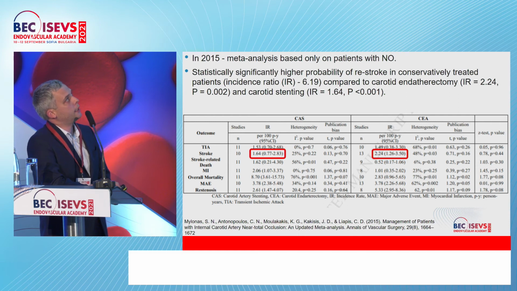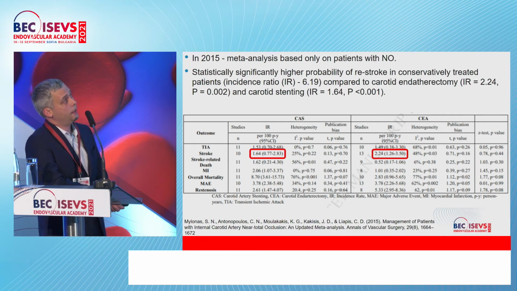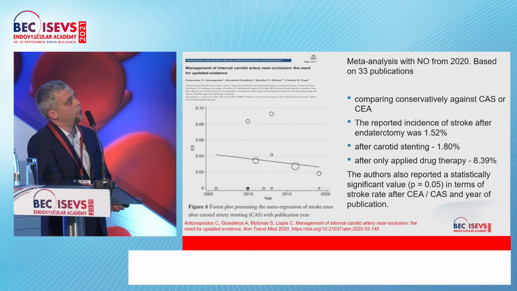The first large meta-analysis for patients with near occlusion, which directly compares head-to-head optimal medical treatment with carotid artery stenting and optimal medical treatment with endarterectomy, reports an incidence ratio of 1.6 for carotid artery stenting and a similar incidence ratio of 2.2 in case of endarterectomy for such patients, which is a statistically significant finding that the prognosis of these patients is better with surgical treatment compared to optimal medical treatment.